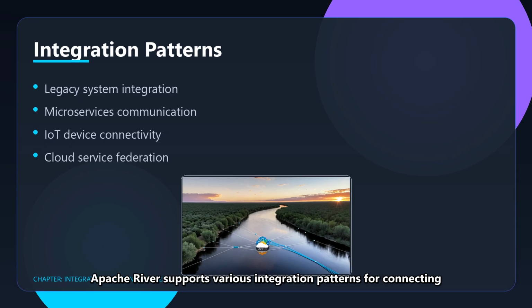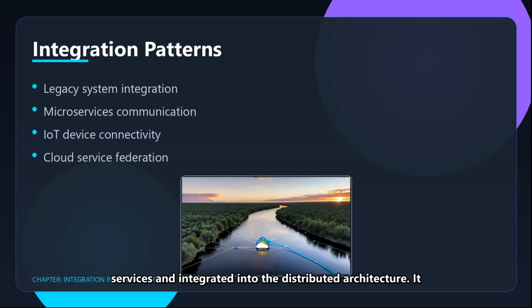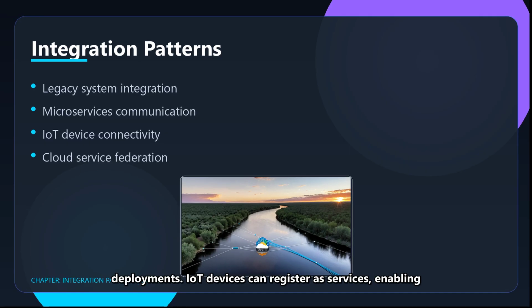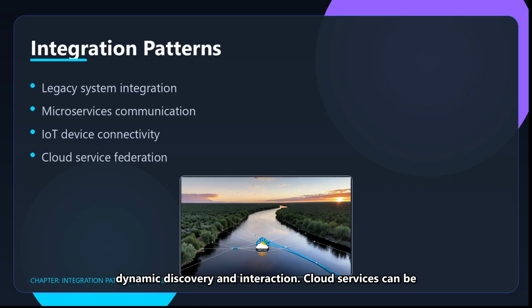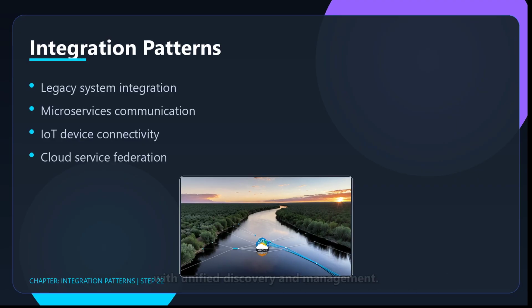Apache River supports various integration patterns for connecting diverse systems. Legacy systems can be wrapped as services and integrated into the distributed architecture. It can serve as a communication backbone for microservices deployments. IoT devices can register as services, enabling dynamic discovery and interaction. Cloud services can be federated with on-premises services, creating hybrid distributed systems with unified discovery and management.